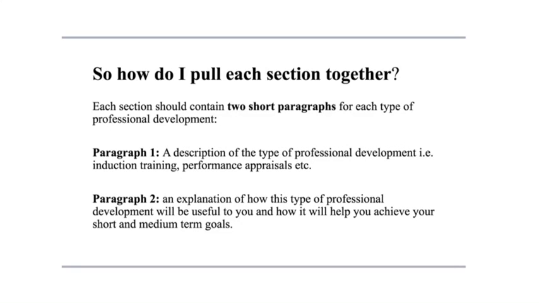So that pretty much covers the content you need to get. Let's think a little bit more now about how you're going to structure it in your assignment. So I've put a very simple writing template together. For each professional development, you should have one paragraph, which is a description of the type of professional development, and a second paragraph explaining how that type of professional development will be useful to you and how it will help you achieve your short and medium-term goals.